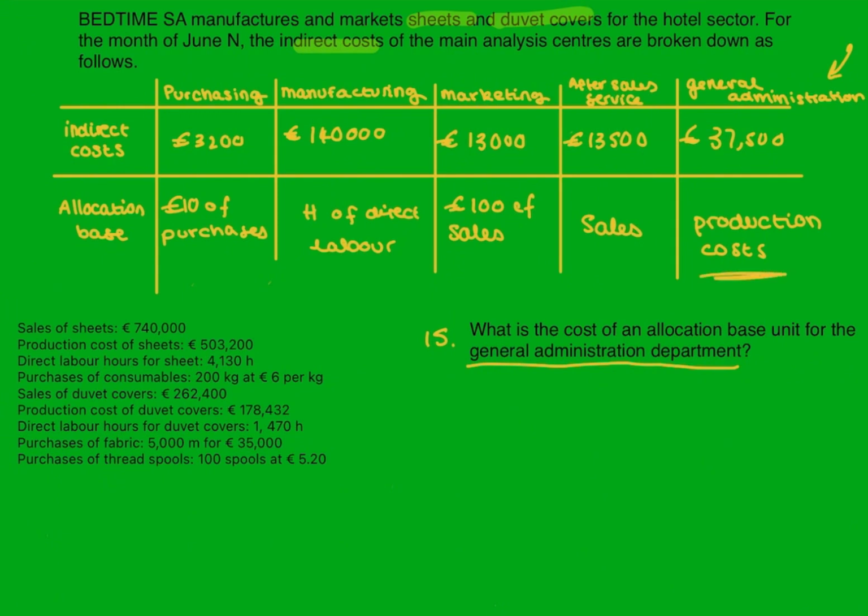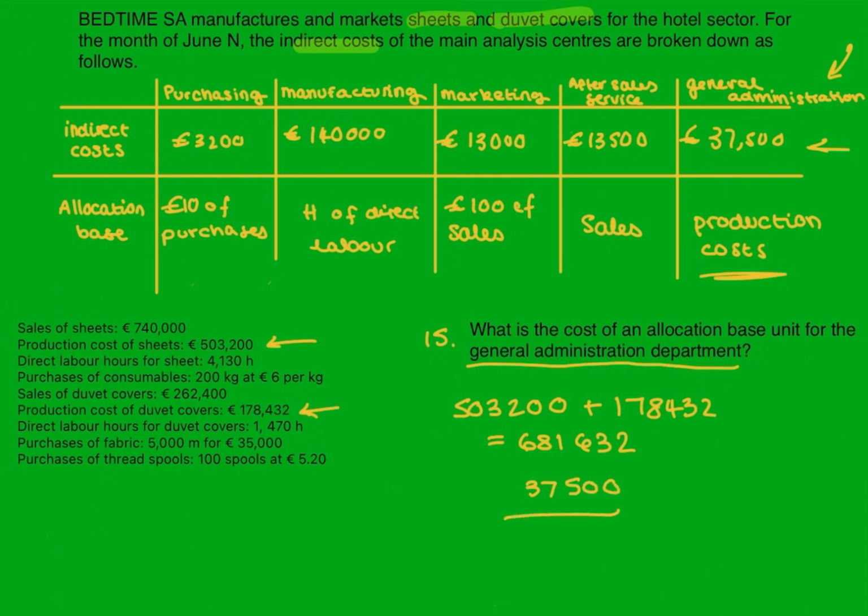Question 15 is also very similar, except it's asking for the general administration department. So you look at their allocation base, which is production costs, which is 503,200 and 178,432. You add those together to get 681,632. Then you look at your indirect cost, which is 37,500, and you divide that by 681,632, which should equal 0.055.